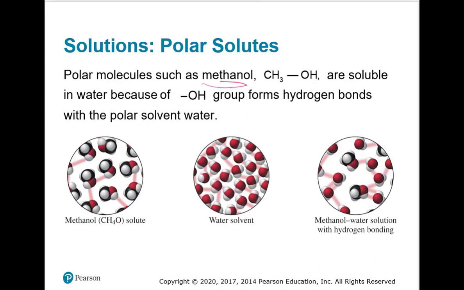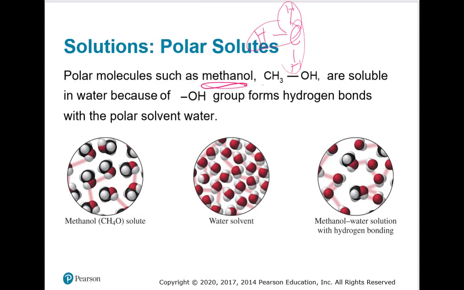Another polar molecule is methanol, and methanol is CH3OH. Now we know that these three C-H bonds, if I looked at the electronegativity chart, are nonpolar. Carbon and H were 2.5 and 2.1, so the difference was 0.4. But when we add this OH group, this right here is a polar bond. And if I have one polar bond in a whole compound, it makes it polar. Because of that, this polar methanol is soluble in water, because water is polar and methanol is polar.